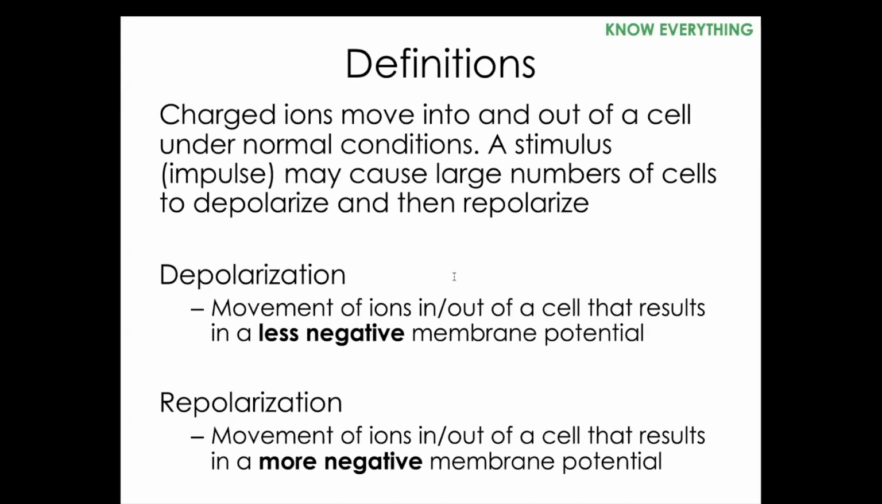So similar to our skeletal muscles, cardiac muscles will also undergo depolarization and repolarization. Charged ions will move in and out of the cell in response to a stimulus or an impulse. If the impulse causes the electrical charge to reach threshold, the membrane potential will become less negative as a result of the movement of charged ions. After depolarization is completed, repolarization will occur and the movement of ions will cause the membrane potential to become more negative.